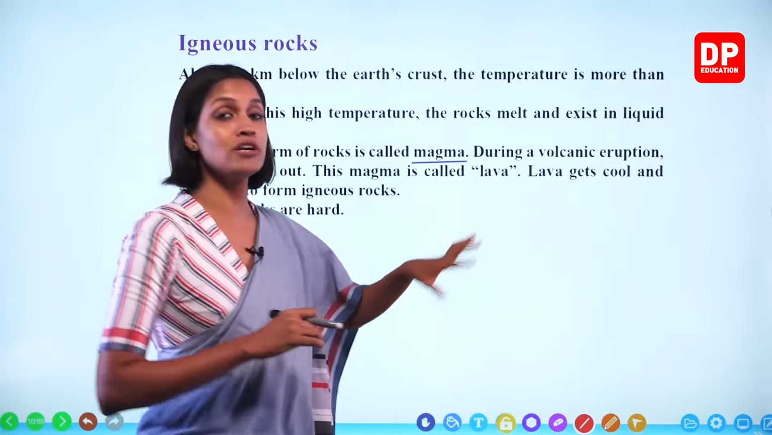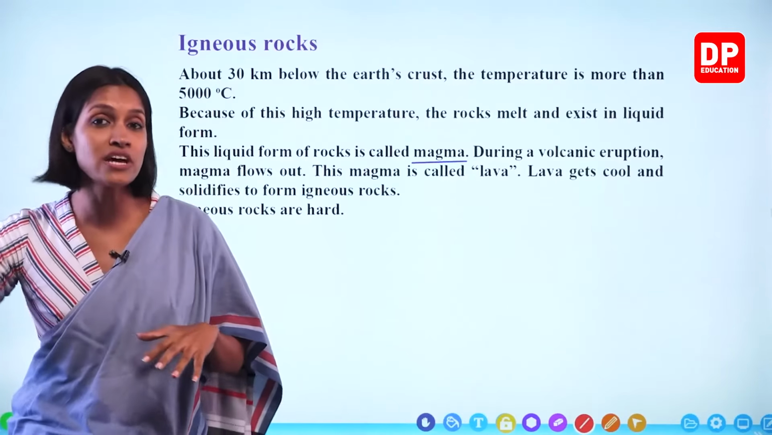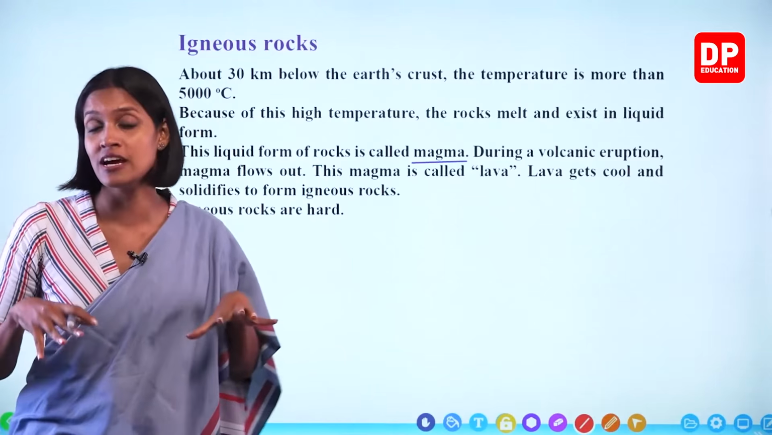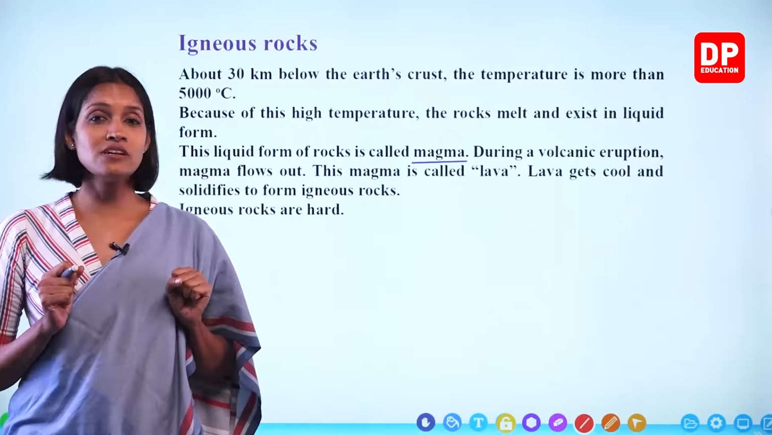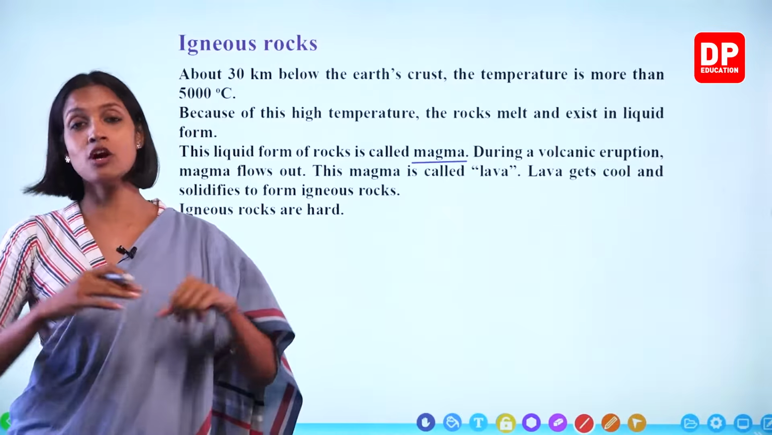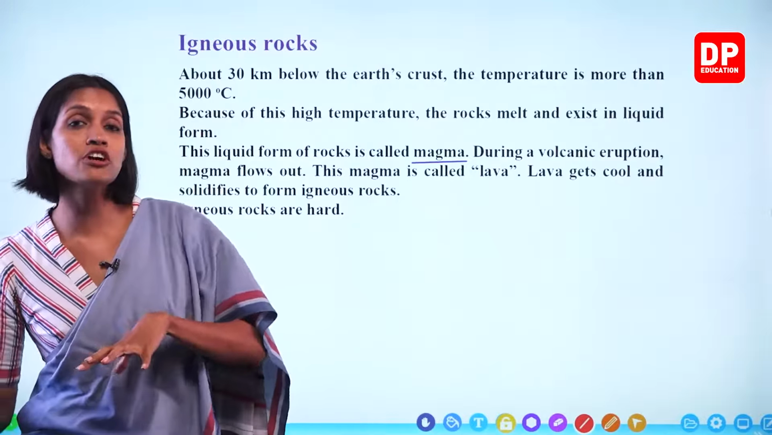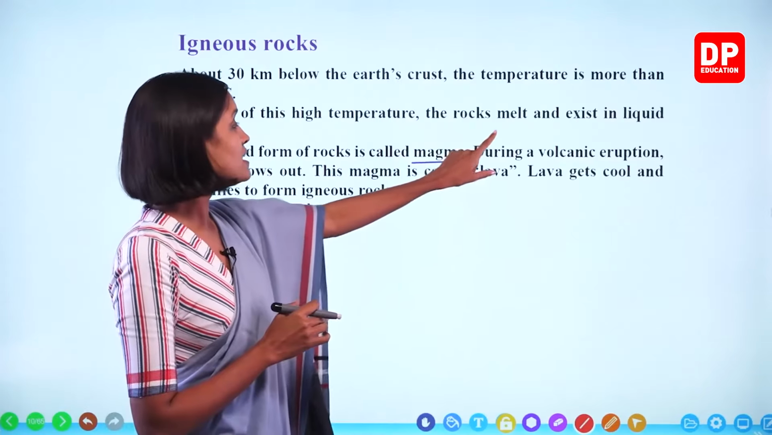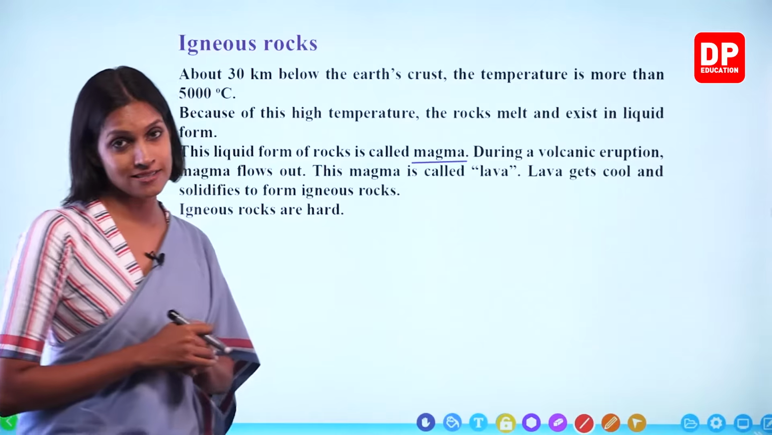So lava gets cooled. When lava comes out, the temperature outside the earth is cooler than that of the inside. The inside temperature is very, very high, but outside on the surface, it is just normal temperature. The rock melts inside the earth because of the high temperature. When it comes to the surface, because the temperature is much lower, this liquid rock turns into solid again. Lava gets cooled and solidifies to form igneous rocks.